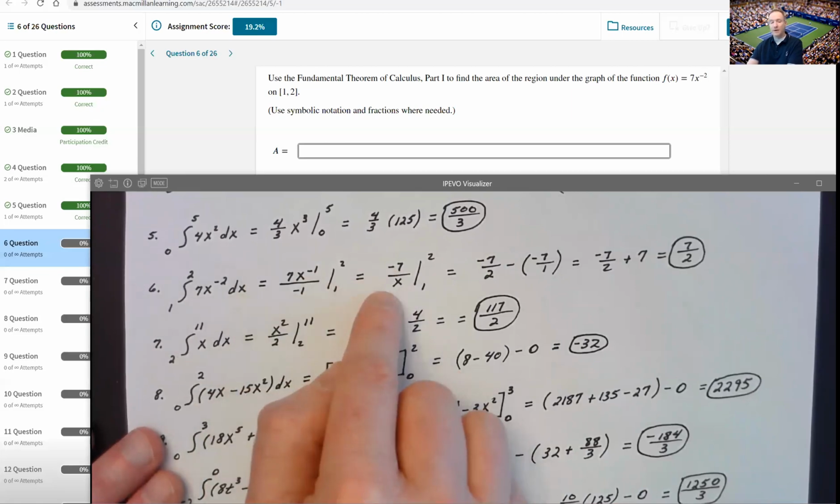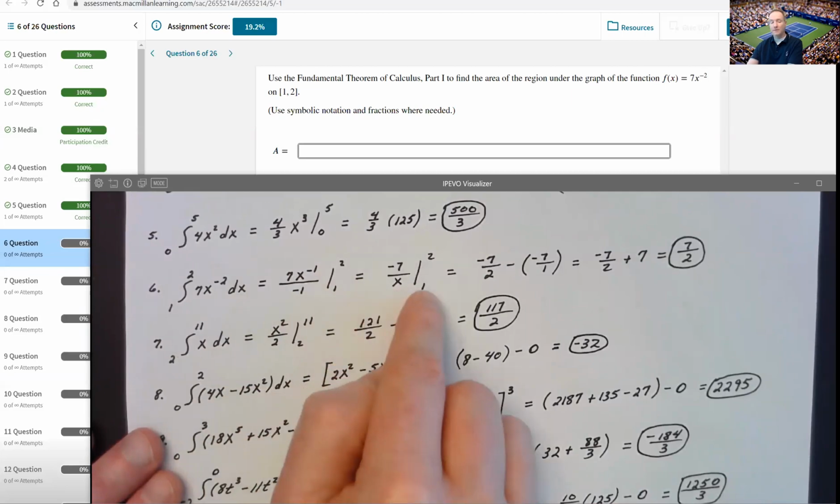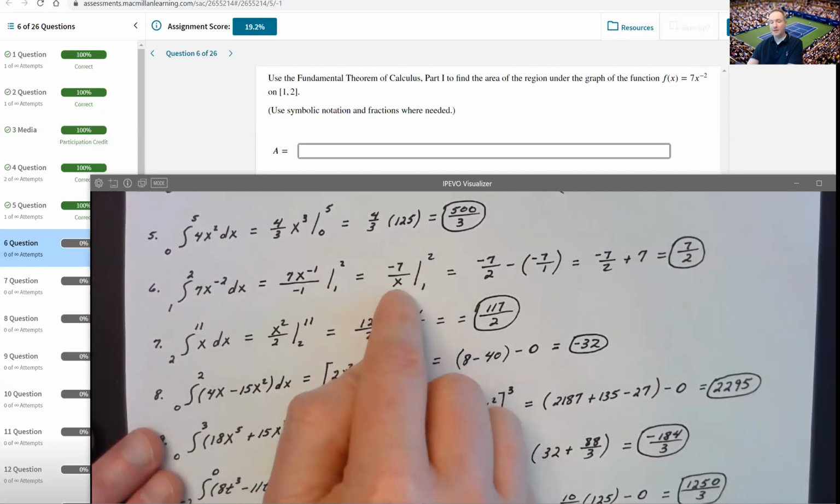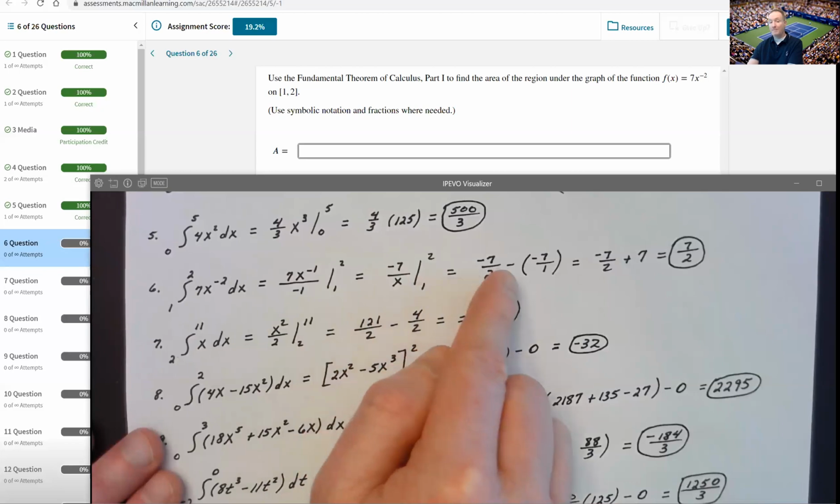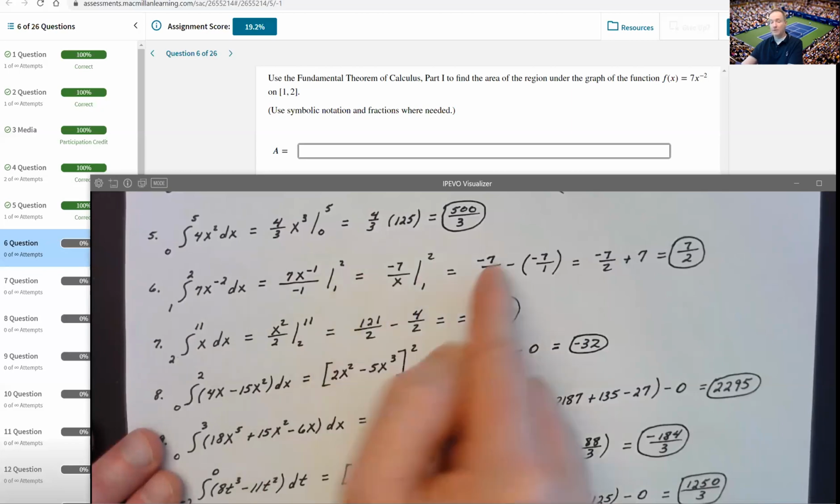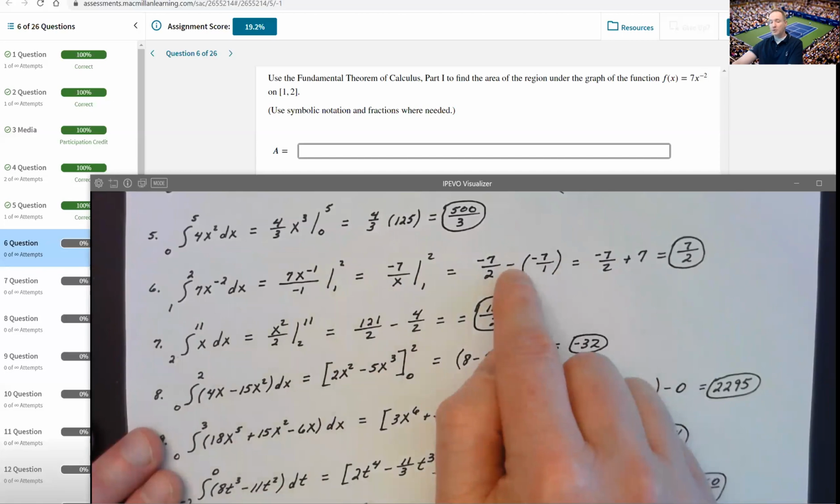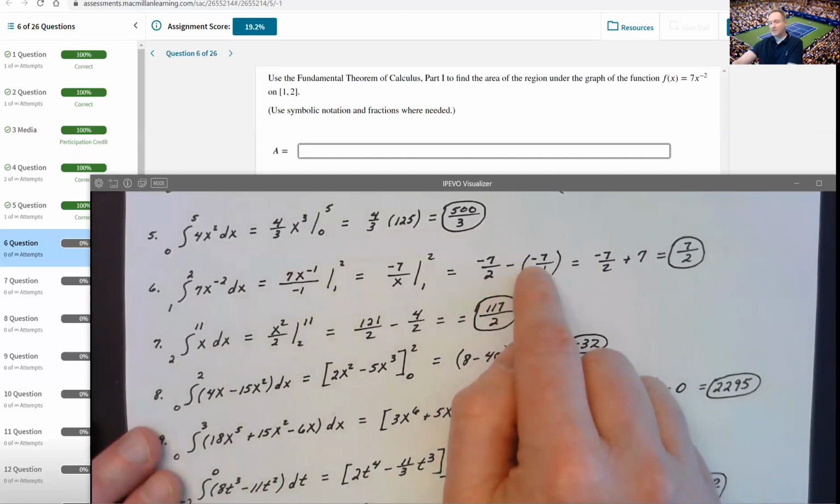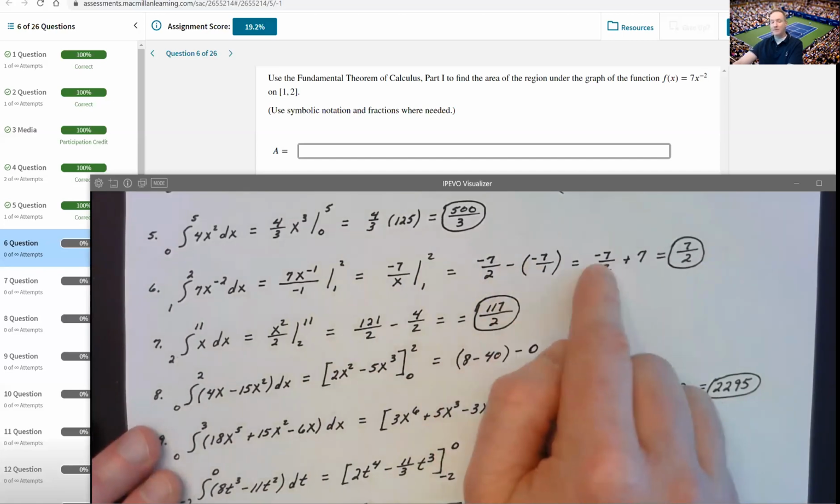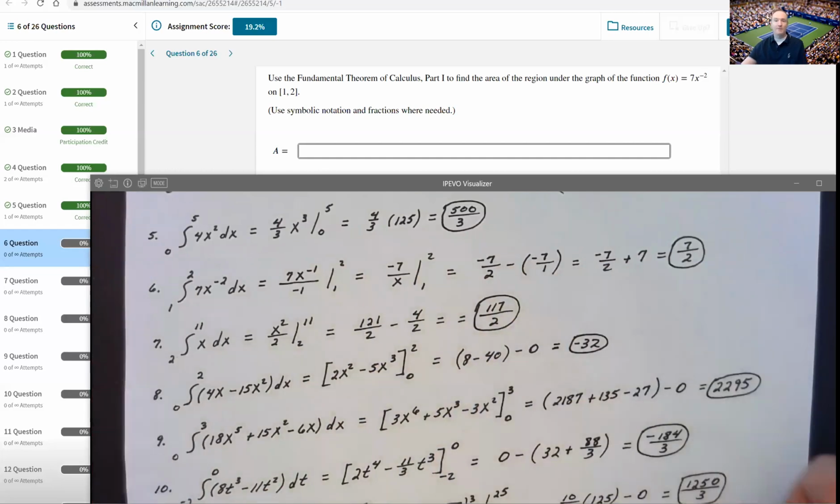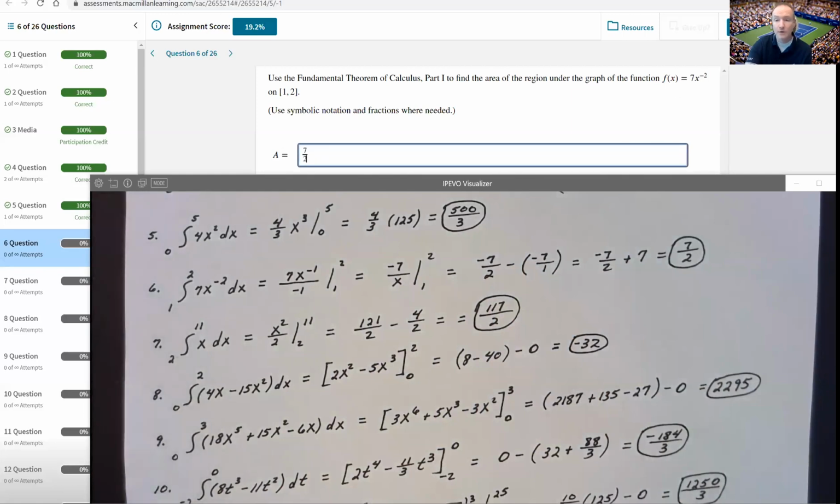This looks much better. Negative 7 over x evaluated from 1 to 2 is going to be negative 7 over 2 minus negative 7 over 1. I know that subtracting a negative is adding a positive. This is the same thing as 7 minus 7 over 2. Well, that's 14 over 2 minus 7 over 2. Should be a positive 7 over 2 for my answer. I'll go 7 over 2.